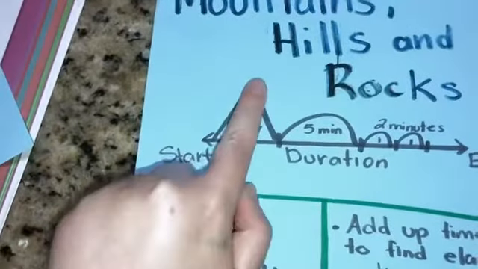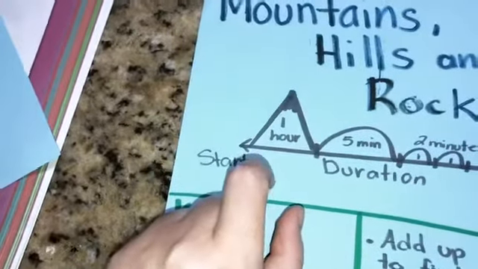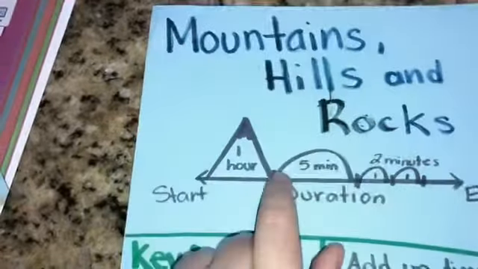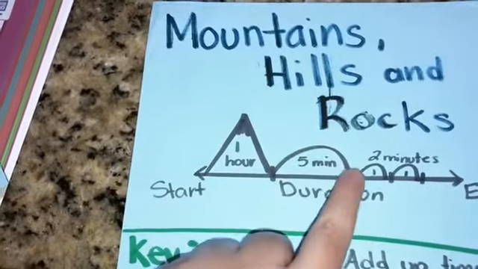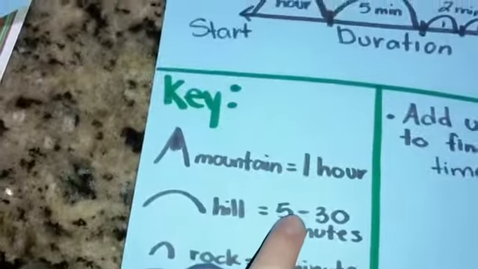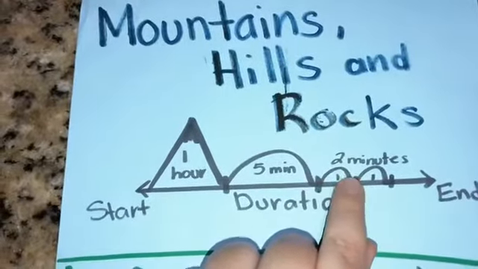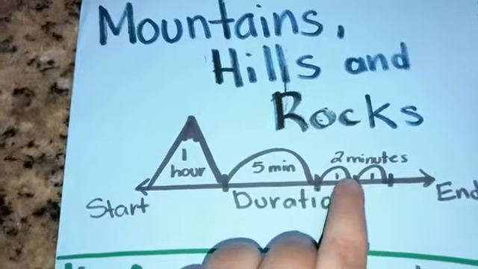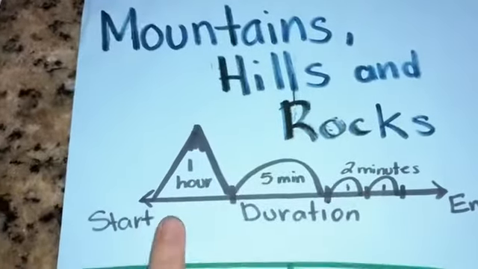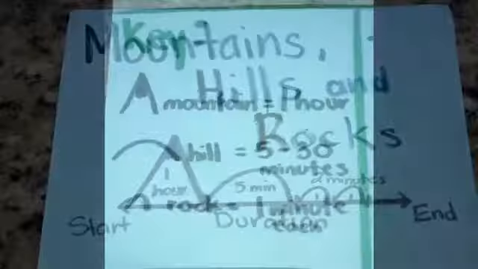Mountain, we're going to do a mountain. A mountain represents 1 hour. A hill represents 5 minutes, and you can go up to 5 all the way to 30 minutes. And rocks are going to skip counting by 1. So 1, 2, that would be minutes. So start, duration, end. Mountains, hills, and rocks.